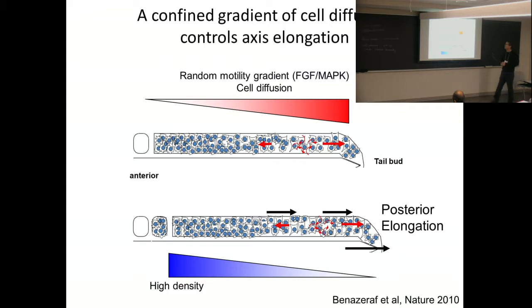Putting these pieces together, that led us to propose a model for the control of axis elongation, which is based on this random motility gradient, this so-called cell diffusion gradient, which is controlled by FGF MAP kinase signaling, which in this context acts as an effective temperature. This generates random movement in the posterior end of the embryo, but because of the confinement that I described and the higher density found anteriorly, the only direction in which the cells can actually go is the posterior direction. The idea is that this mechanism results in the generation of a pressure in the posterior end of the embryo, and this pressure will trigger the posterior elongation movement that we observe.